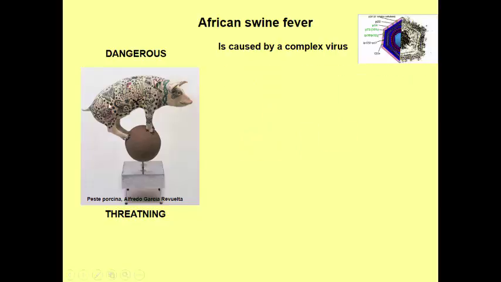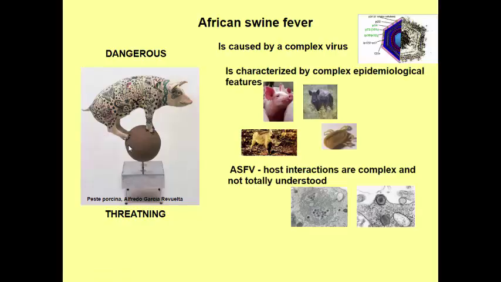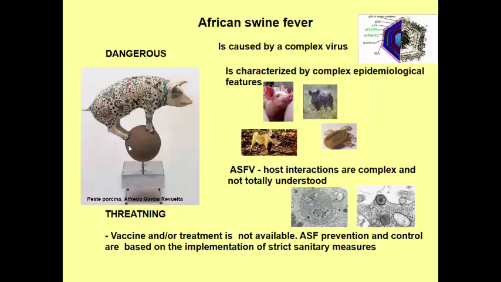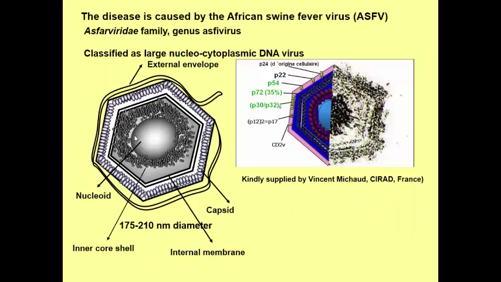This disease is caused by a complex virus and is characterized by very complex epidemiological features. ASF-host interactions are also complex and not totally understood, and vaccine and treatment are not available. ASF prevention and control is based on the implementation of strict sanitary measures. This disease causes drastic socioeconomic impact at local, regional, and global scale. Those are the main characteristics of this disease.